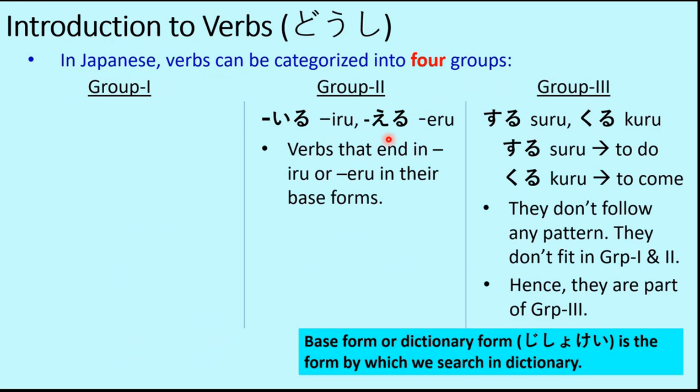So, verbs that end in iru or eru in their base forms. Now, what is a base form? The base form is nothing but the root form of the verb, which is also known as the dictionary form.